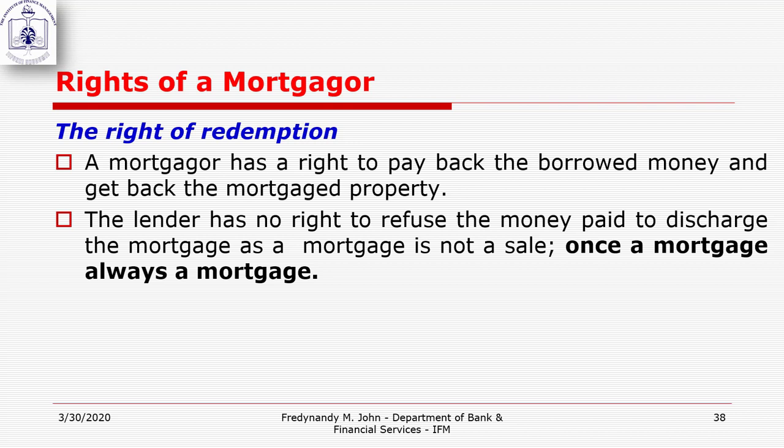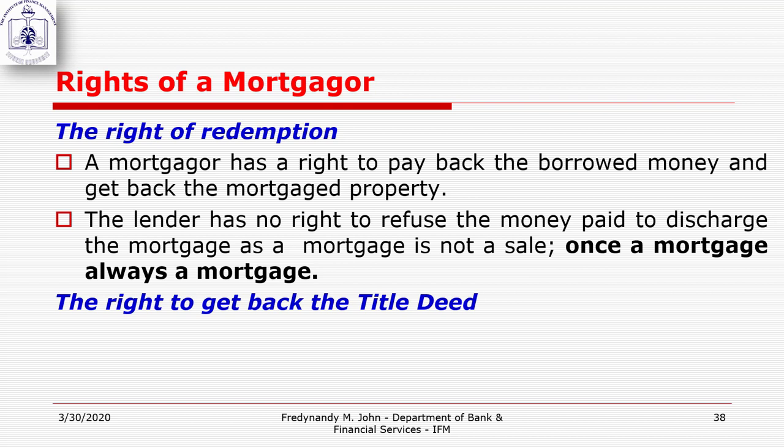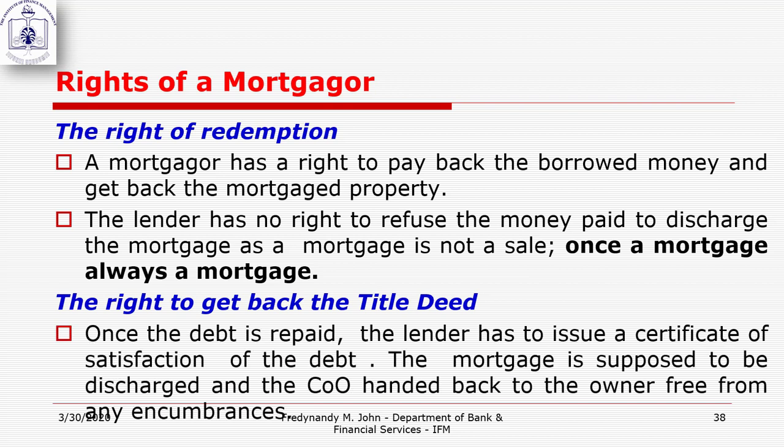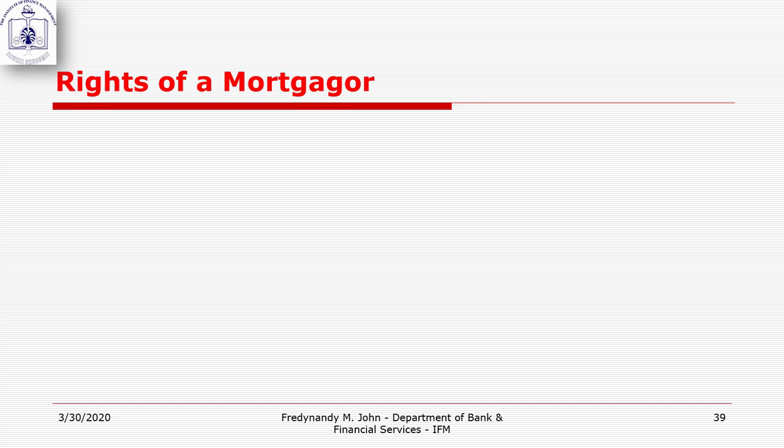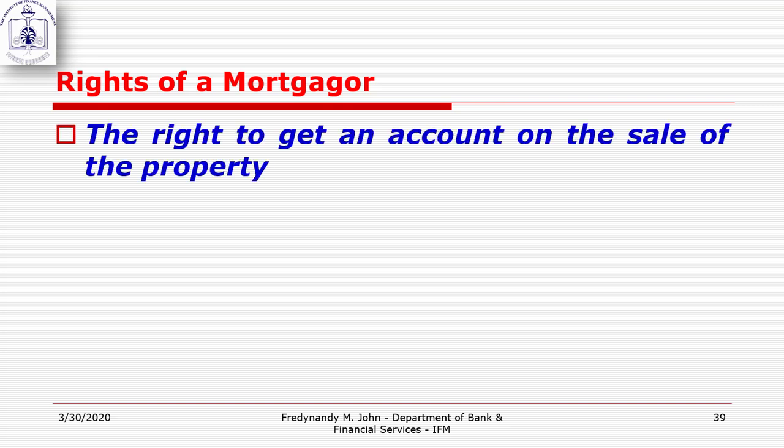So remember, the banker cannot refuse. That is the reason we say once a mortgage, always a mortgage. Another right is the right to get back the title deed. That is to say, once the banker is fully satisfied that the debt is fully repaid, the banker is supposed to return back the certificate of occupancy, COO, and any other document without any hindrances. These documents have to be returned to the borrower, that is the mortgagor.